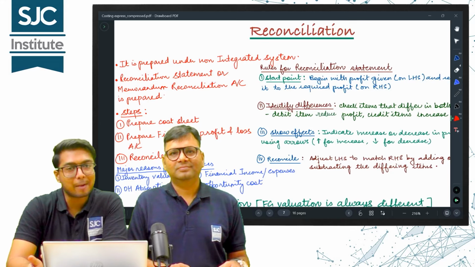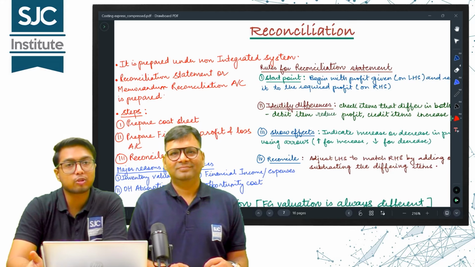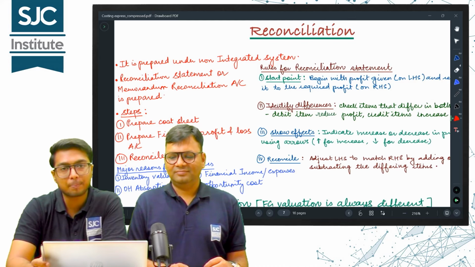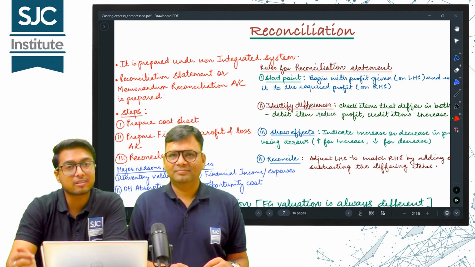Now moving on to the next chapter, that is reconciliation. Reconciliation is done only in case of non-integrated system. Here we prepare the reconciliation statement or the memorandum reconciliation account, which is a ledger account. Now what are the steps? First we need to prepare the cost sheet, then we need to prepare the financial profit and loss account, and then we reconcile the two.